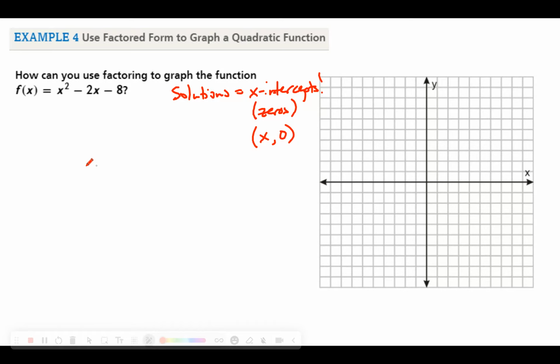So the first thing we're going to do here is we're going to take this equation that is in standard form and set it equal to 0. So x squared minus 2x minus 8 equals 0. And we're going to factor this, right? So we have my b and my c. So here is my big X. I'll put my -8 on top.